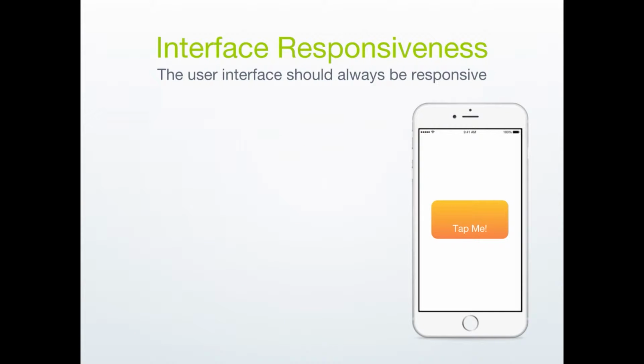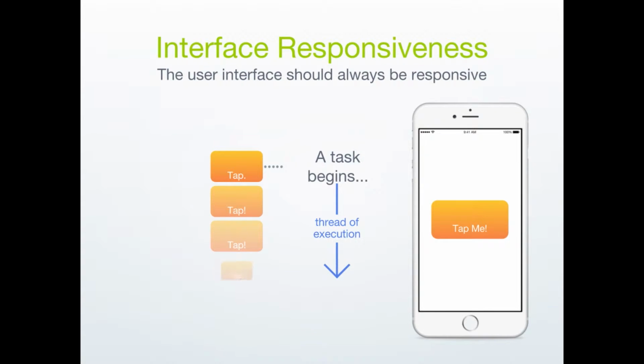So it's very critical when you're designing apps that those interfaces should be responsive. When you tap something, you expect the result immediately. So when you tap, the task begins and it starts running a thread. So think of a thread as a series of steps, one after the other, to be executed. Once all those steps are executed, that thread is complete.